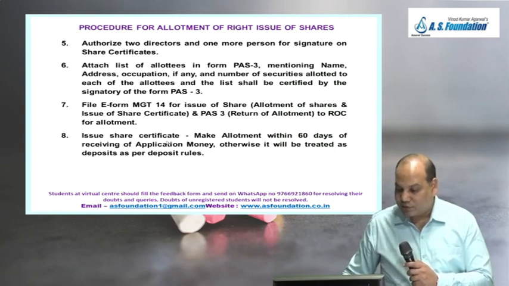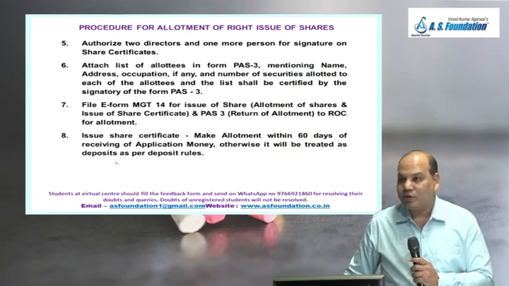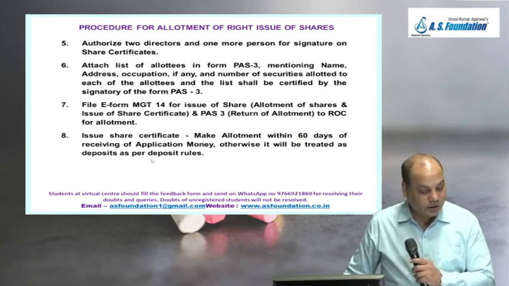Then issue the share certificate. Make the allotment within 60 days of receiving the application money, otherwise it will be treated as a deposit as per deposit rules. So these are the procedure for issue of right shares.